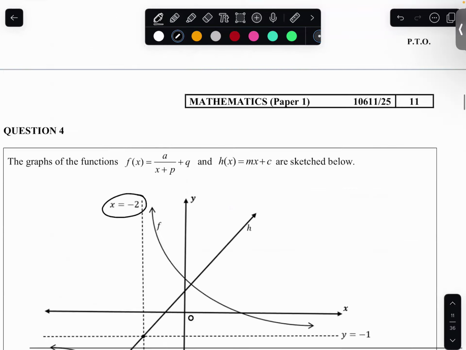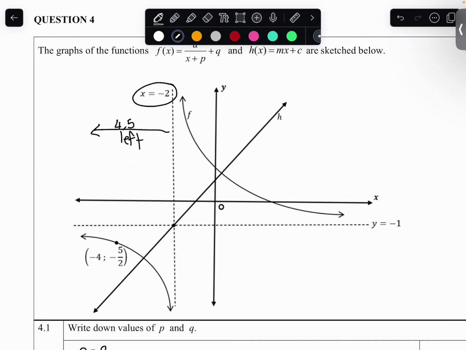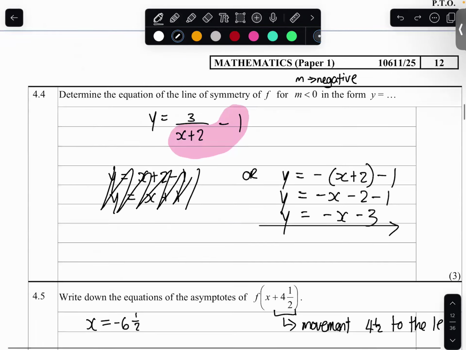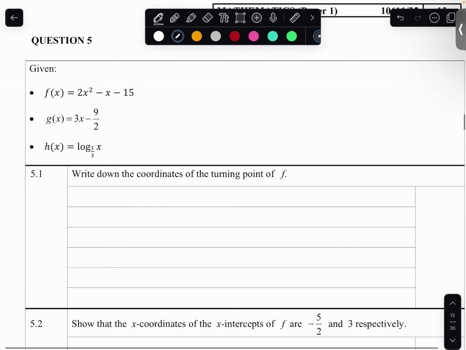All right, I'm going to say that again. Your vertical asymptote is at minus 2. This graph is shifting 4.5 units to the left. So that's going to land me at an asymptote of minus 2 minus 4.5, which is at minus 6.5. Nothing happens to this asymptote because the movement is only left and right. And so the horizontal asymptote stays the same. It's y is equal to minus 1. All right. That's that. Next one.